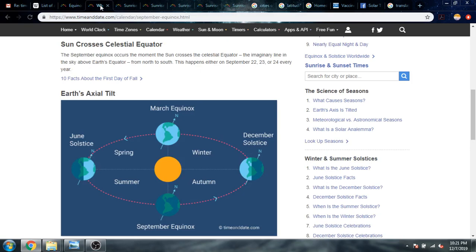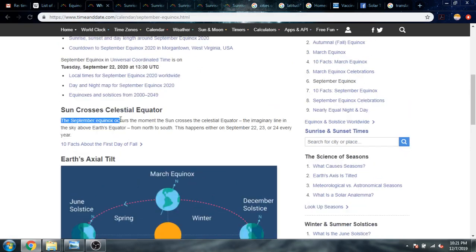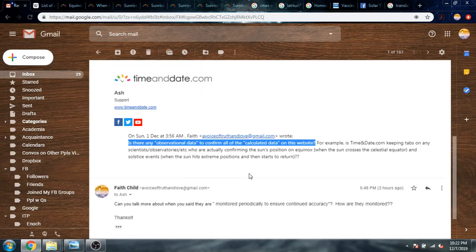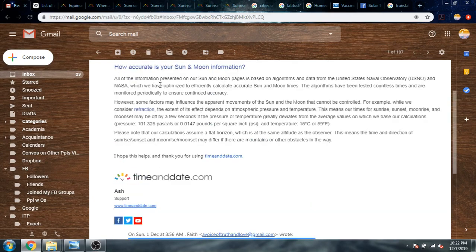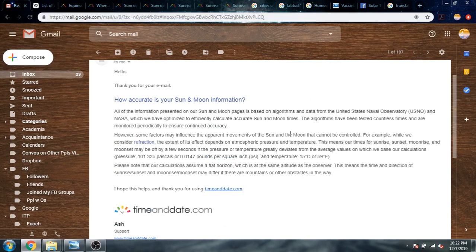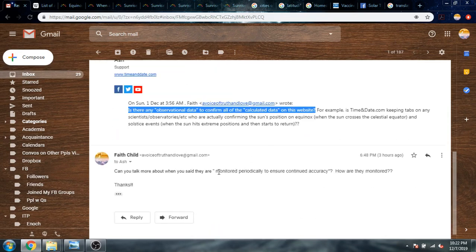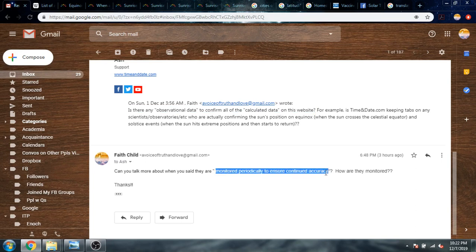They have this nice note that I like, talking about when the sun crosses the celestial equator. So I sent an email and asked, is this all calculation-based, or is there any observational data that you ever do to confirm the calculated data? They just gave me an automated response. It's essentially saying these movements are very predictable, and I do believe that, but I also believe there might be some subtleties we need to pay attention to. Somewhere in there, they had this line, so I sent a follow-up email and asked what this means.